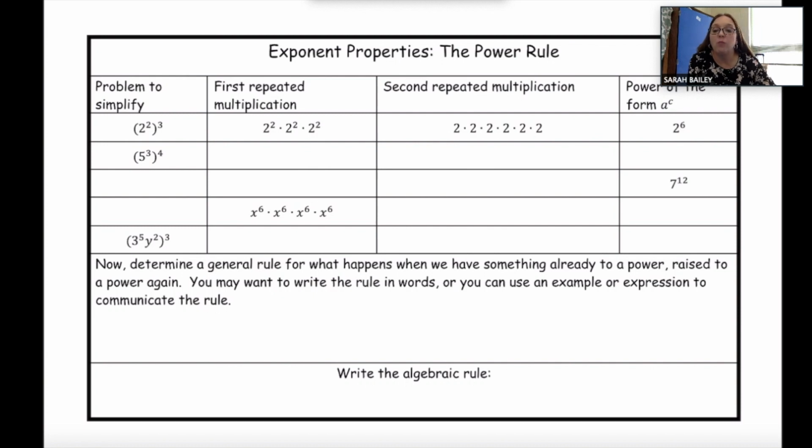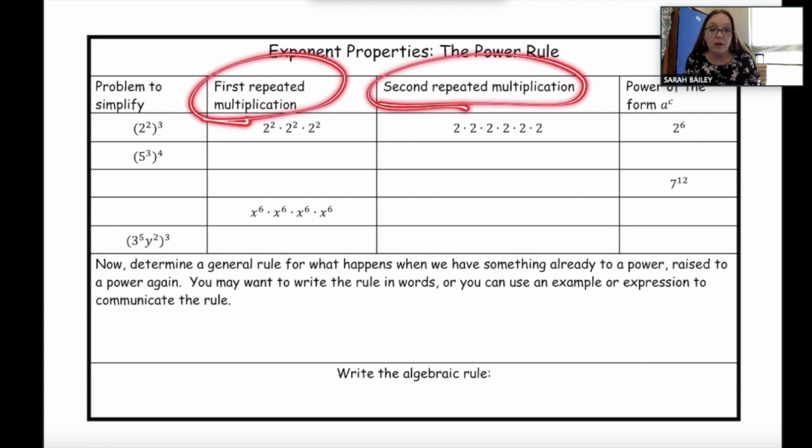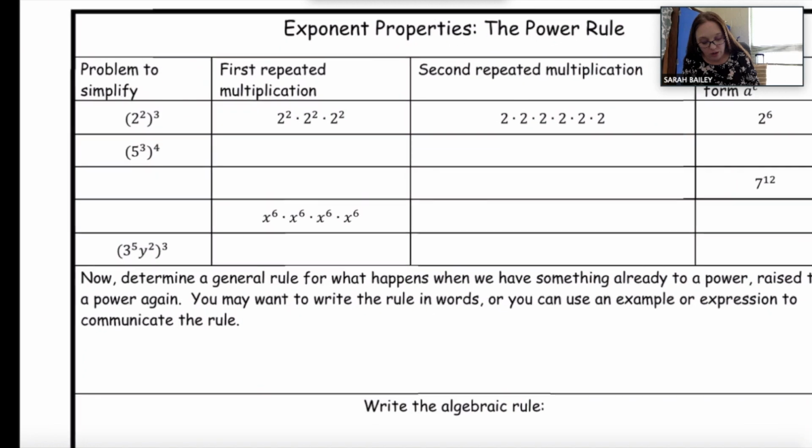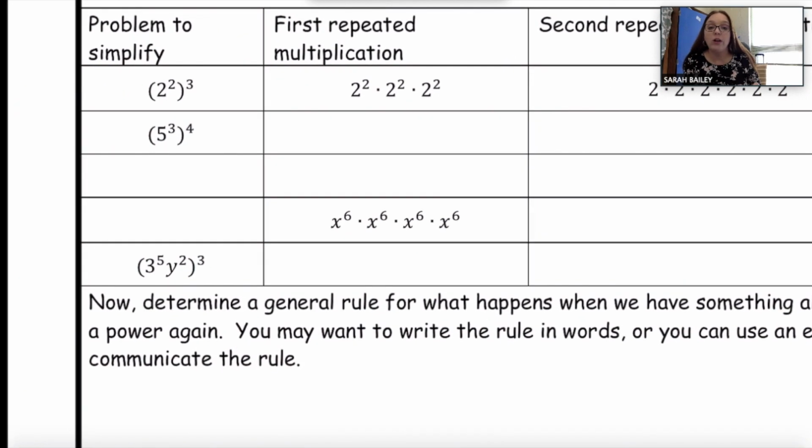So the very first one, we have the expression, the quantity 2 squared cubed. And notice we have the heading first repeated multiplication and second repeated multiplication. So let's look at the first. So when I have 2 squared cubed, that means we have 3 groups of 2 squared. 1, 2, 3. Okay? Now that we've expanded out that outer exponent, now we're going to expand the 2 squares.